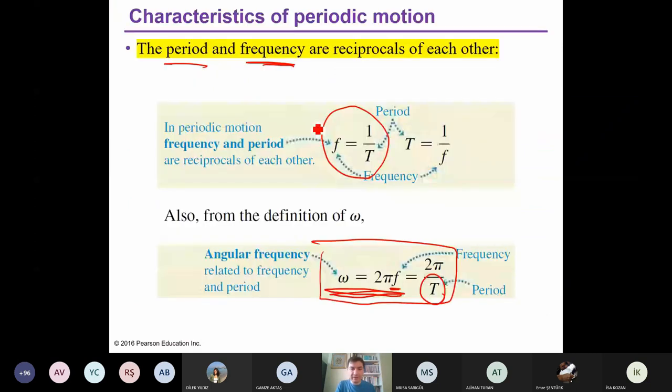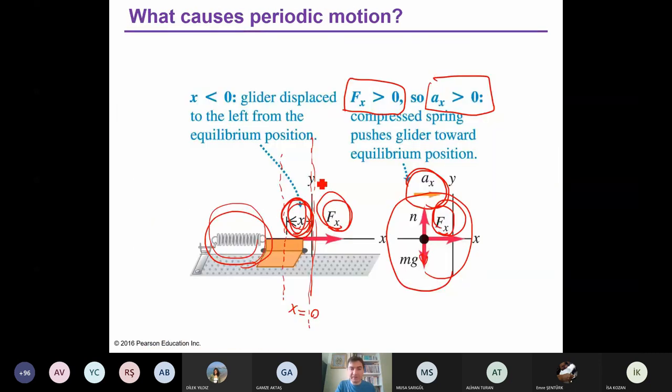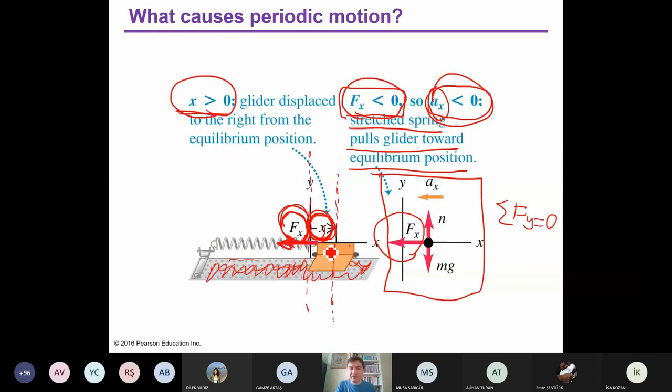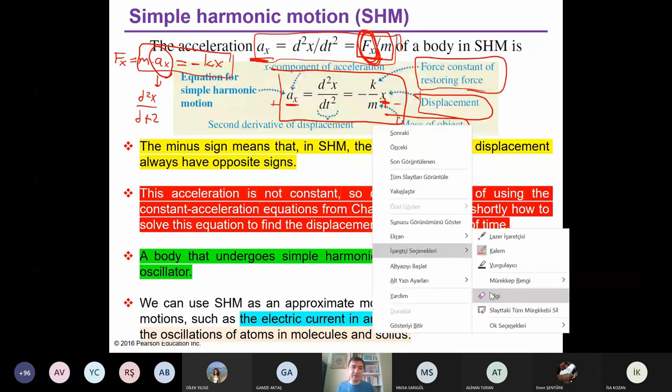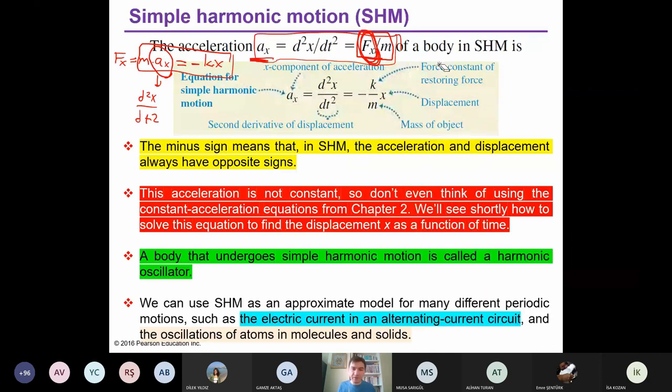Here the x is negative, the spring is compressed, and this is the direction of the force applied by the spring. It is along the positive x. Then we have positive acceleration along the positive x direction. Or here, if the x displacement is positive, then the restoring force applied by the spring is in the negative direction, then the acceleration is in the negative direction. So this equation, which we have calculated here, will give us the same result. This is the mathematical representation of this physical result. Any question here related to the acceleration of simple harmonic motion?